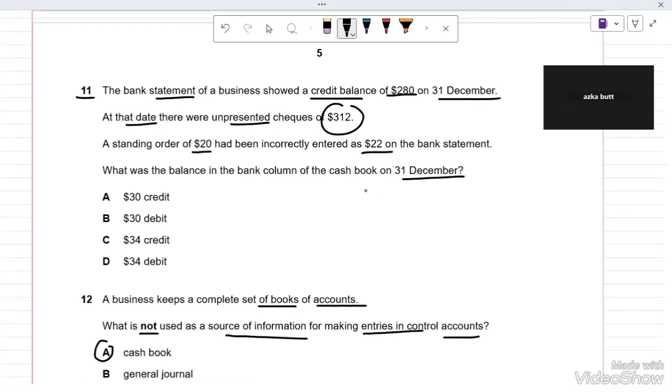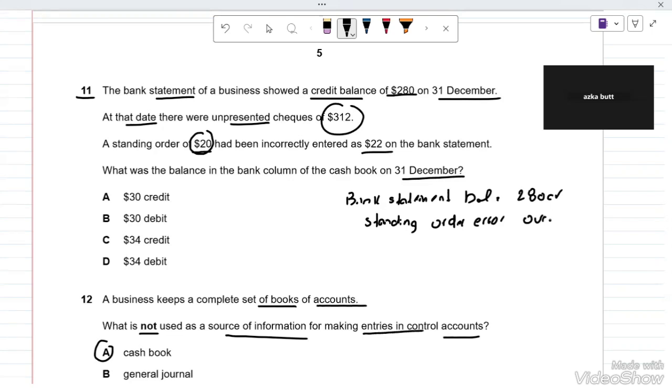Okay, so the bank statement balance is $280 credit. And unpresented checks were $312. And standing order error, overstated by $2. As you can see, it was actually $20, but it is incorrectly entered as $22. So it means that there is an error of $2.